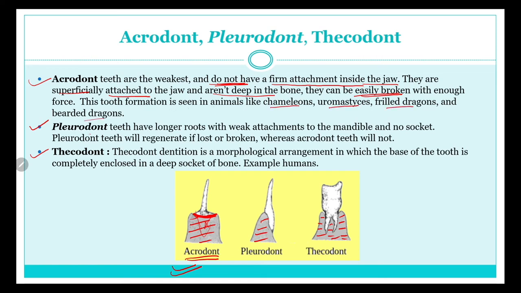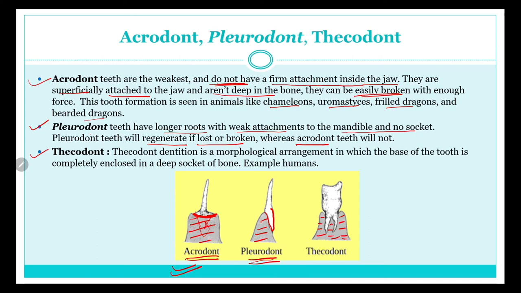The next term is pleurodont. Pleurodont teeth have longer roots with weak attachments to the mandible and no socket. Here you can see that the root area is longer in pleurodont, but the attachment is still weak and there are no proper sockets. Pleurodont teeth will regenerate if lost, but the acrodont will not. So if due to some accident the pleurodont tooth is broken, then that tooth will be regenerated, but if this happens with acrodont, then there will be no regeneration.